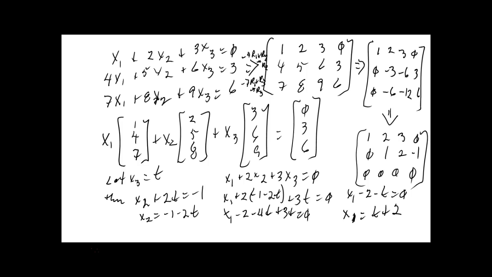And that's why they say, let's let t equal minus 1. Why, I'm not sure, but let's do it. Then x1 would be 1, x2 would be 1, and x3 would be minus 1. And that's the one they chose.